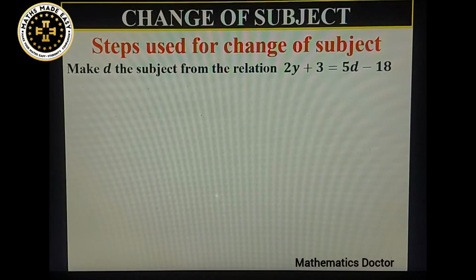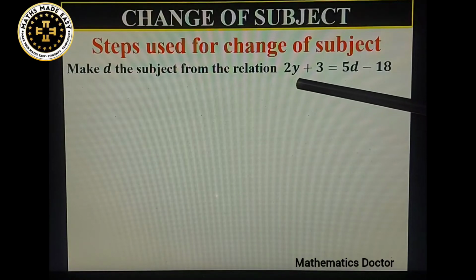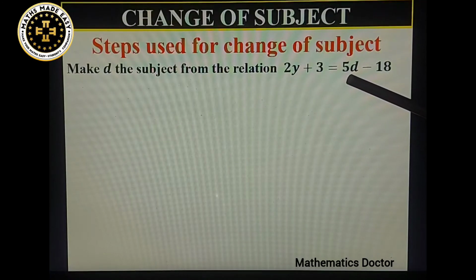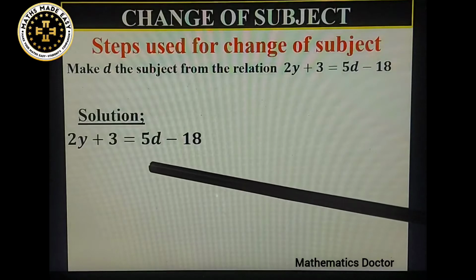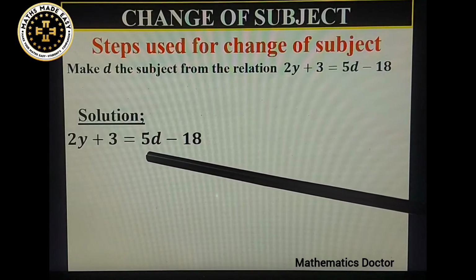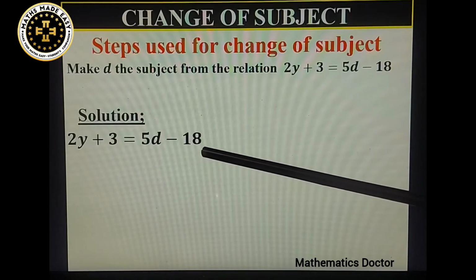Now in this question, it reads, make D the subject from the relation 2y plus 3 is equal to 5D minus 18. So the relation is 2y plus 3 is equal to 5D minus 18. Now in this relation, D is located, or D is found at the right-hand side of the equal sign. Let us now get into the solution. Now the solution, let us repeat the relation. Now judging from this relation, D is at the right-hand side of the equal sign, and it's a positive term. And then minus 18 is attached to it.